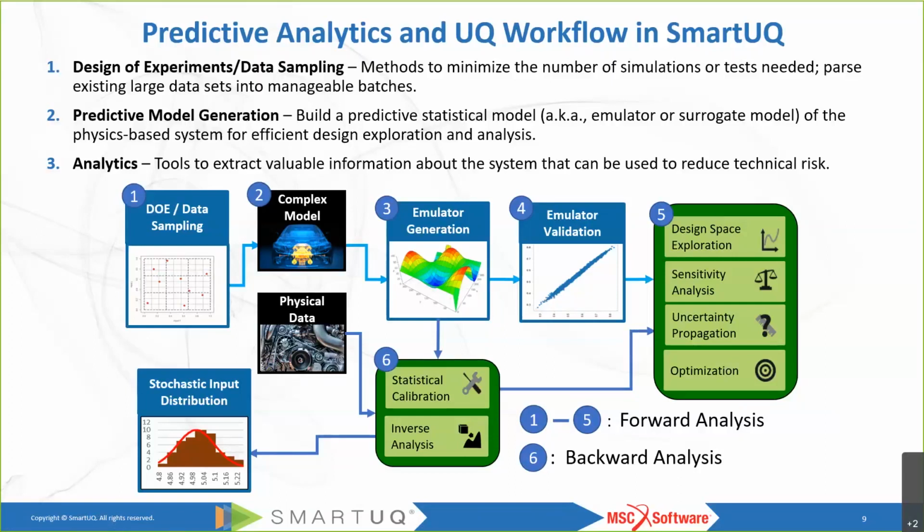Another aspect of SmartUQ tools is designs of experiments and data sampling. So in this portion of the workflow, we're ultimately selecting which points we want to run in the simulation model in order to collect the training data to actually build this emulator. And the design of experiment tools we have are set up and selected such that we're efficiently collecting this data. So that means that we're collecting the minimum amount of data, running the minimum number of simulations to achieve a desired accuracy in our emulator.